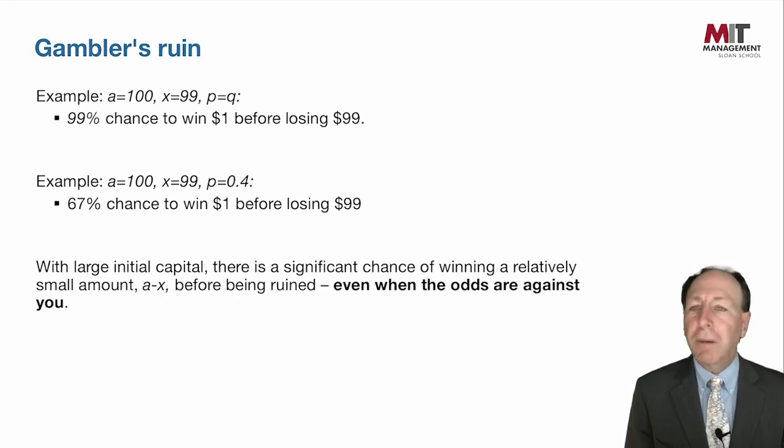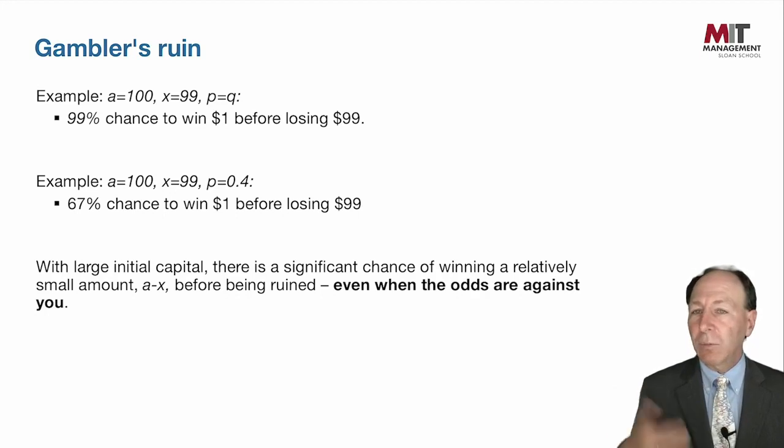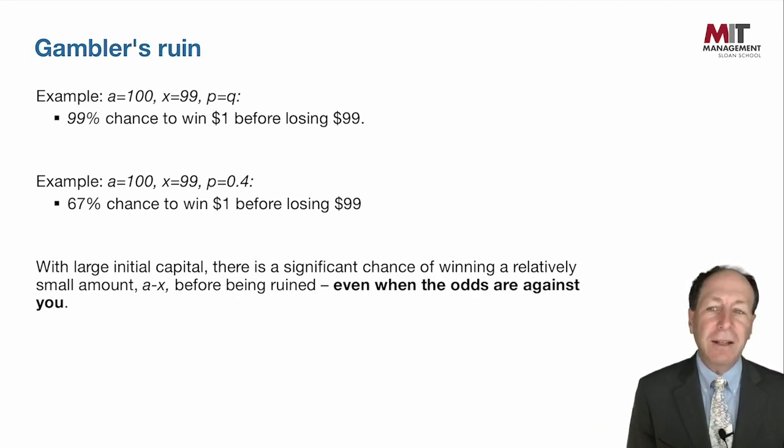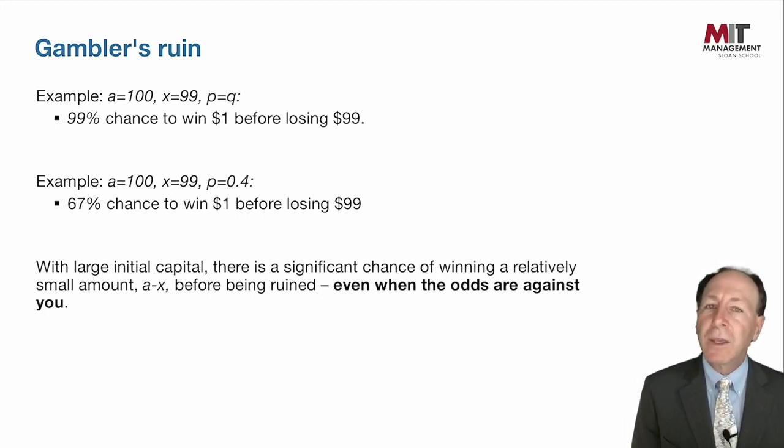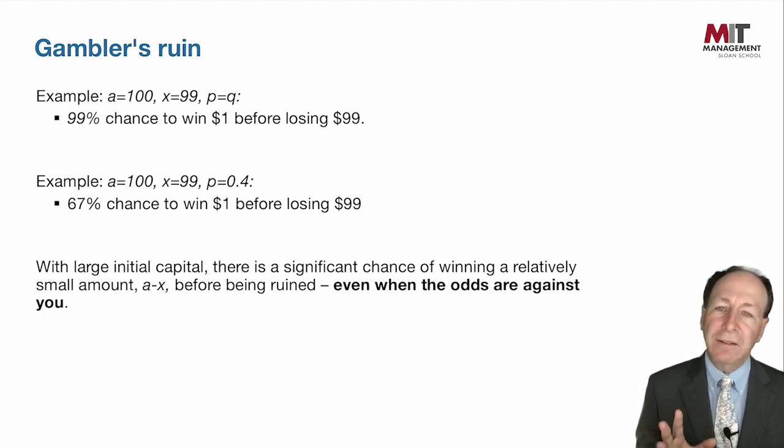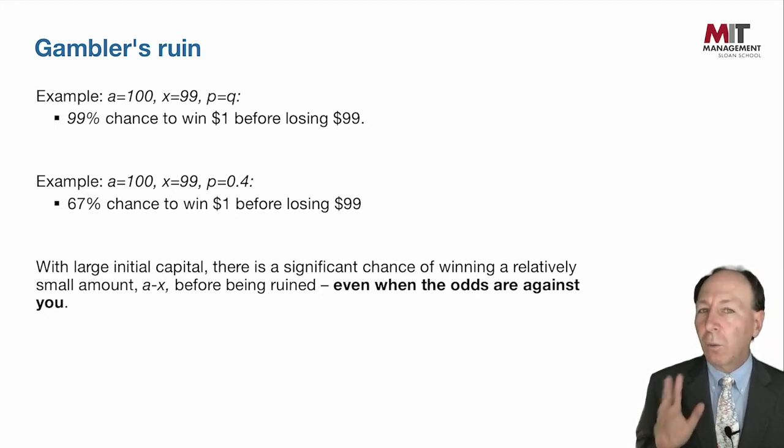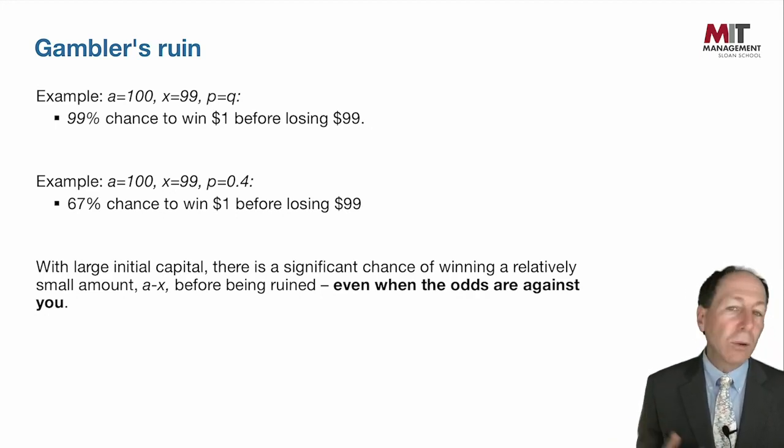For example, suppose that there's $100 between us and we start with 99 and we're playing the house, and suppose the odds are equal, then you can check by the previous formula. We have a 99% chance of winning one more dollar before we lose all 99 that we have. Not surprising. We're close to owning all of the money. But what's less obvious is that if the odds are against us, we still have a very good chance of winning all the money before we lose what we have.